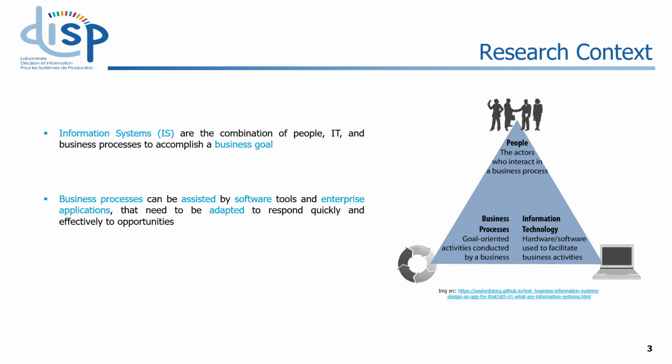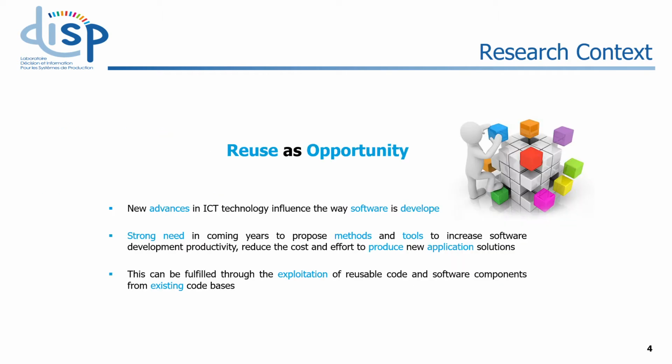Information systems are the combination of people, information technology, and business processes to accomplish a business goal. Information systems have to be agile and evolve quickly to support business processes in a relevant manner, and these business processes can be assisted by software tools and enterprise applications whose objective is the automation of the exchanges in the business environment. To respond quickly and effectively to opportunities, these business processes need to be adapted.